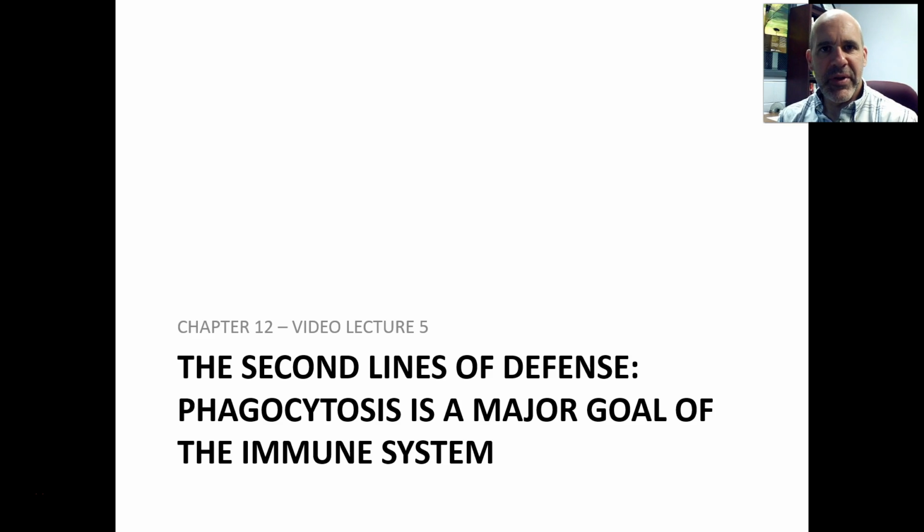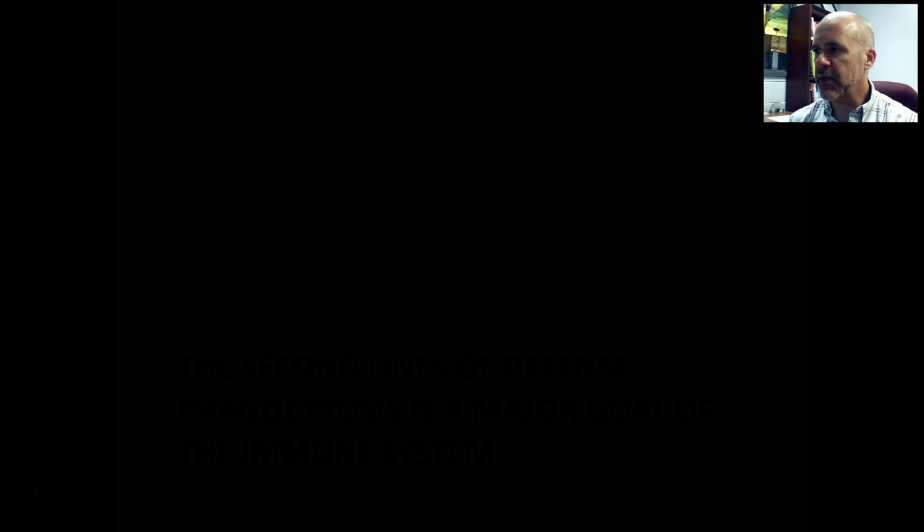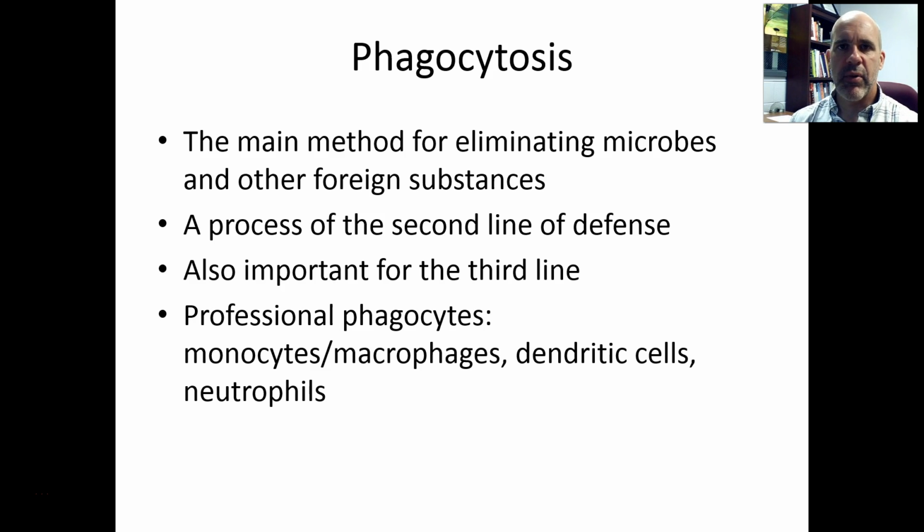As I mentioned earlier, the second line of defense includes processes: phagocytosis, inflammation, and fever. So the next few video lectures we'll be talking about those processes. Now we've already discussed phagocytosis. We talked about that back in chapter 11. And if you've had your anatomy and physiology classes, you've talked about phagocytosis there as well.